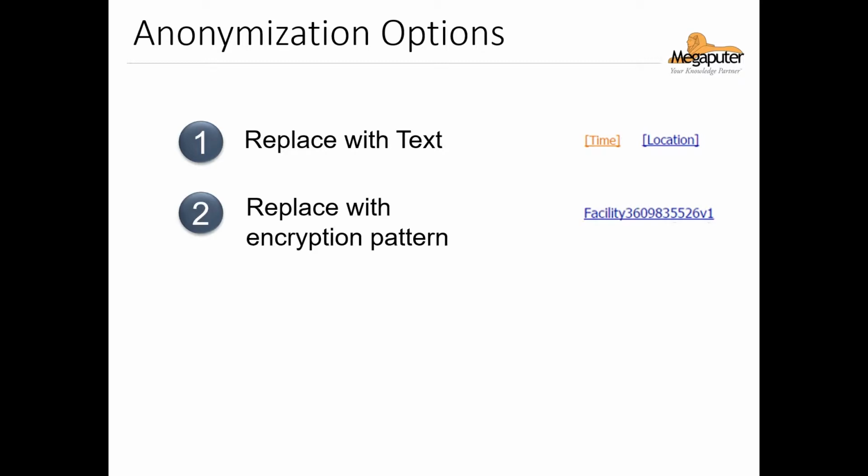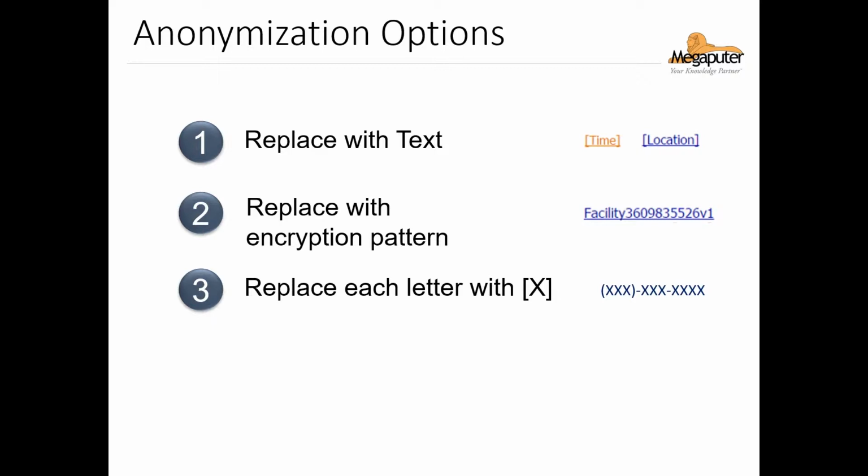So let's talk about all these different anonymization options that we have available in PolyAnalyst. First, we can replace an entity with some specified text, just like we saw with the time and the location data. Second, we can anonymize with an encryption pattern. So we can use a word like facility, and the system will auto-generate an alphanumeric string that's unique to that specific entity, so that no two facilities will have the same pattern.